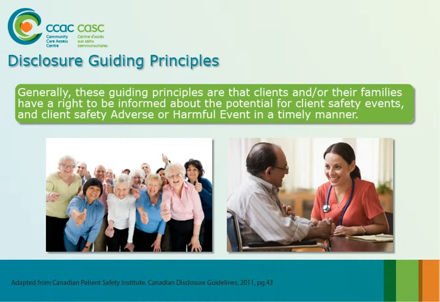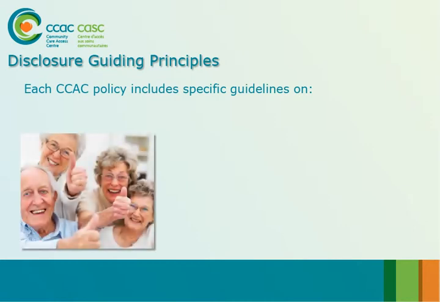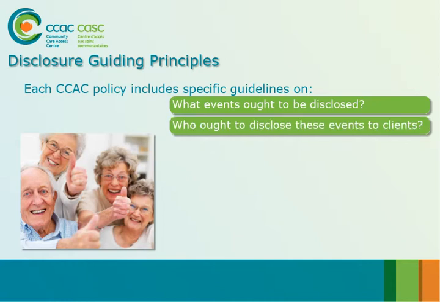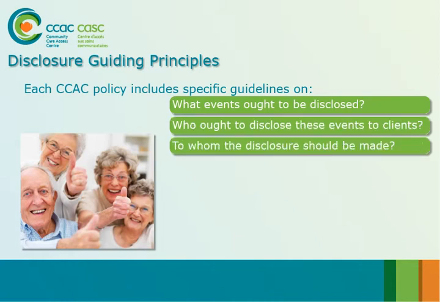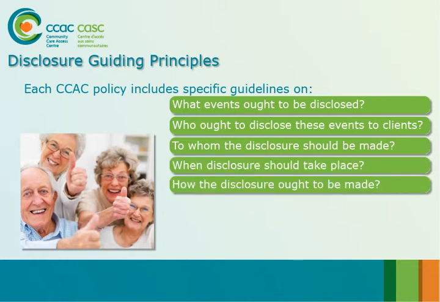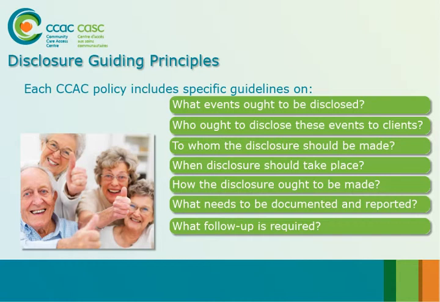They need to know that they will be informed about the details of the event and how it will be avoided in the future. Each CCAC policy includes specific guidelines on what events ought to be disclosed, who ought to disclose these events to clients, to whom the disclosure should be made, when disclosure should take place, how the disclosure ought to be made, what needs to be documented and reported, what follow-up is required. These guidelines will be reviewed in more detail in subsequent modules. Let's take a moment to review an adverse event, harmful event, that resulted in hospitalization.